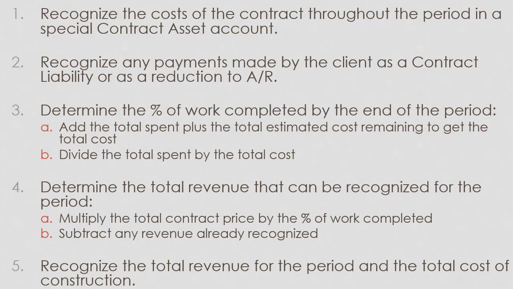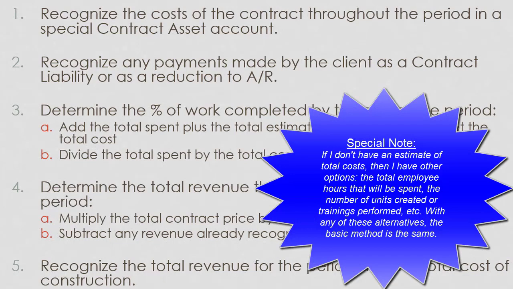Third, I determine the percent of work completed by the end of this particular period by adding up everything I've spent so far, plus what I think I'm going to spend to get a total cost, and I take the total I've spent so far divided by that total estimated cost, and that gives me my percent done.